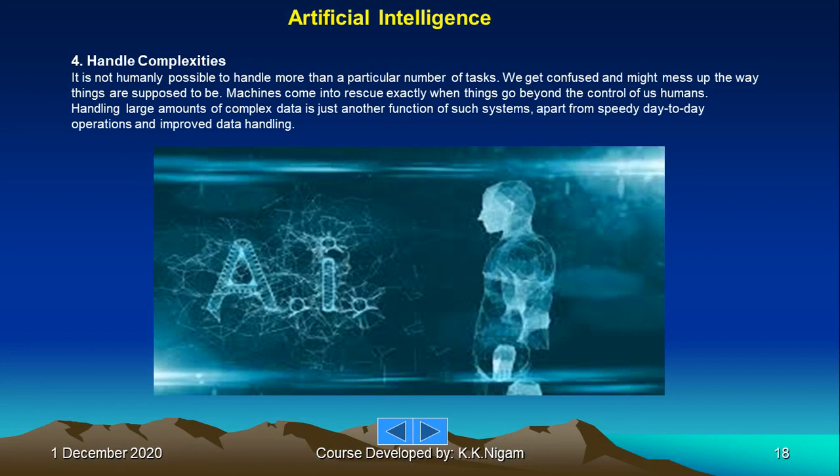It can handle complexities. It's not humanly possible, because after all, a human being may not be in a position to handle all types of problems, particularly when it comes to complex problems. But the computers, the systems, can handle even the most complex problem. We may get confused and might mess things up, but machines come to our rescue exactly when things go beyond our control. Handling such a large amount of complex data, algorithms, and various other factors may further affect the outcome. But machines don't make such mistakes. It can also handle it with the same speed as it was doing earlier. So there is no effect on the computer systems.